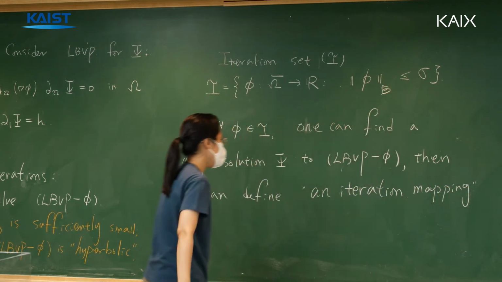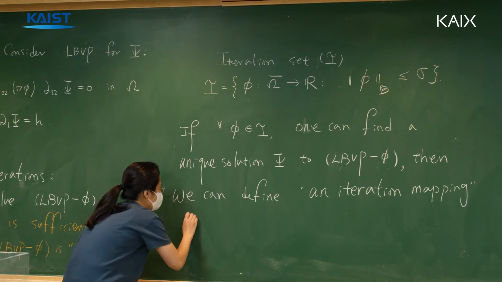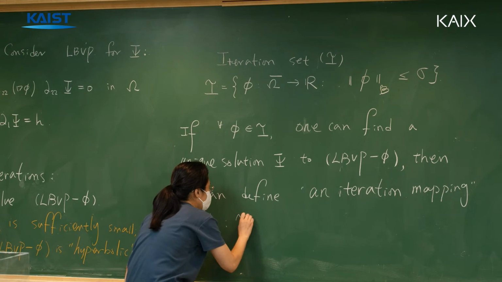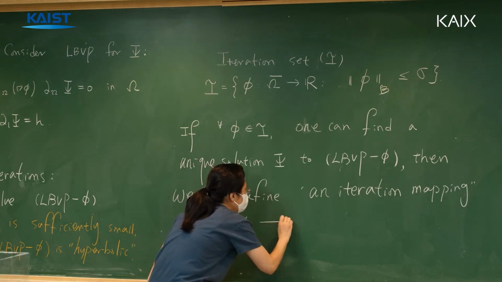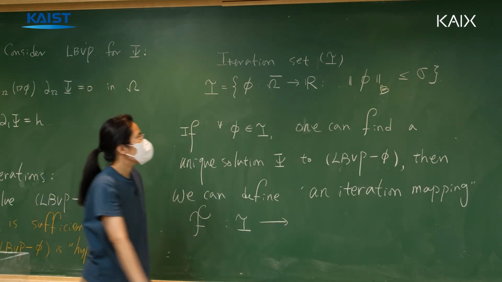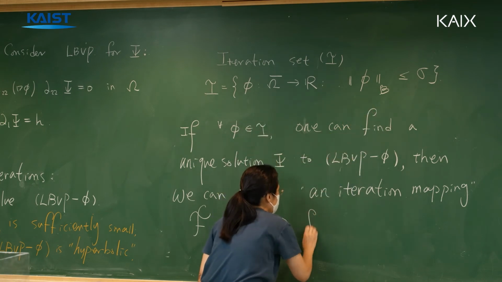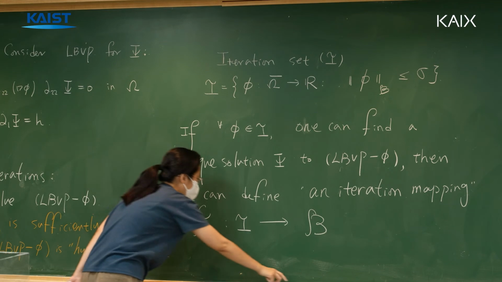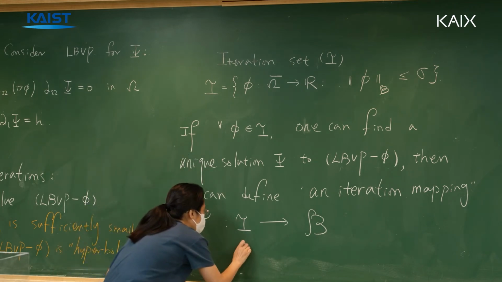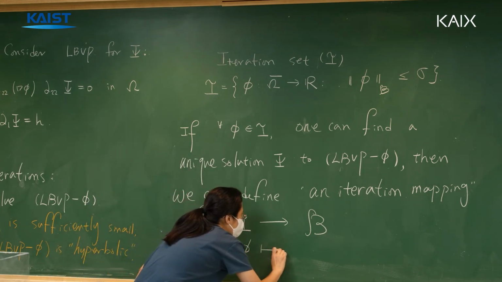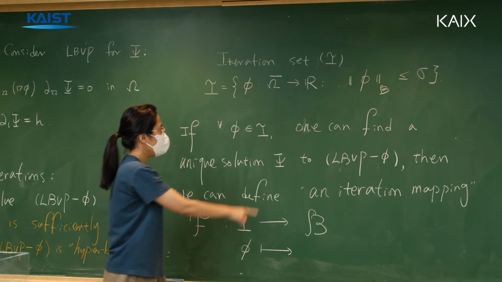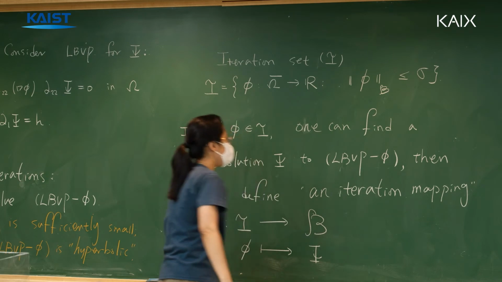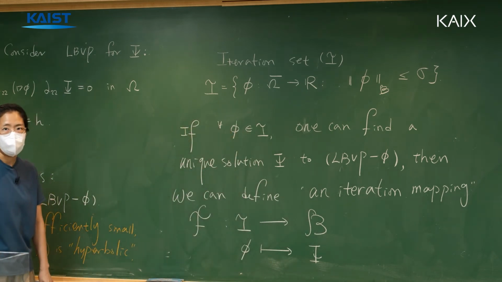Iteration mapping, which I will write as script F. This is going to be a mapping from the iteration set, and hopefully it will go to the Banach space that I'm using here. So I fix any phi, then I map this to the solution psi. So then we can define an iteration mapping that way.